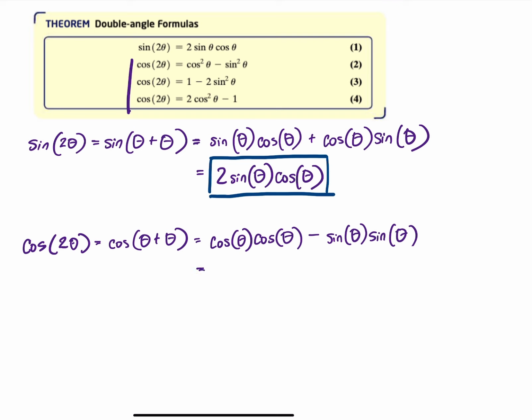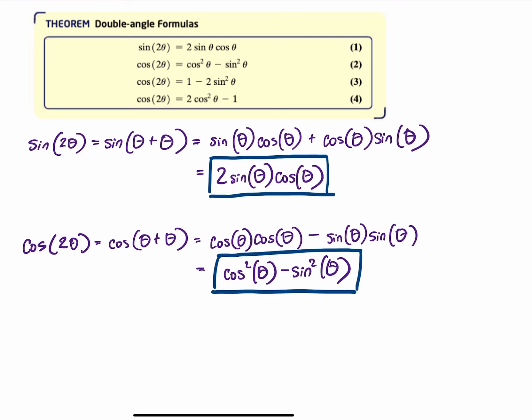So notice this will give us cosine squared minus sine squared. So that's our first identity there. So cosine squared minus sine squared we can write as cosine of 2 theta, and vice versa. But notice there's these other two descriptions as well. So what we can do is take the fact that we can express cosine squared or sine squared in terms of the cosine or sine. But let me show you what I mean by that.